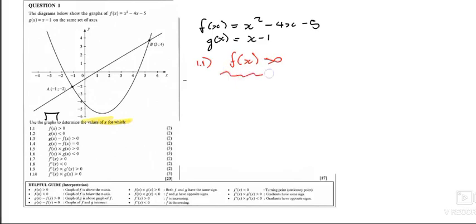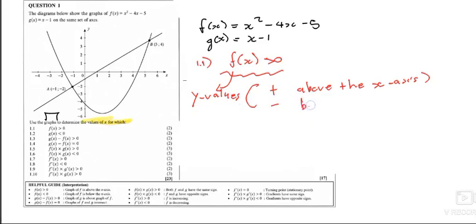Now what this means is, when is f of x greater than 0? What did we say? We said f of x is just the y values. Now you must understand the y values are positive above the x-axis. You must be able to know that. We interpret this in terms of y values, but we answer them in terms of x values, and we're going to teach you that. Check, it's negative below the x-axis.